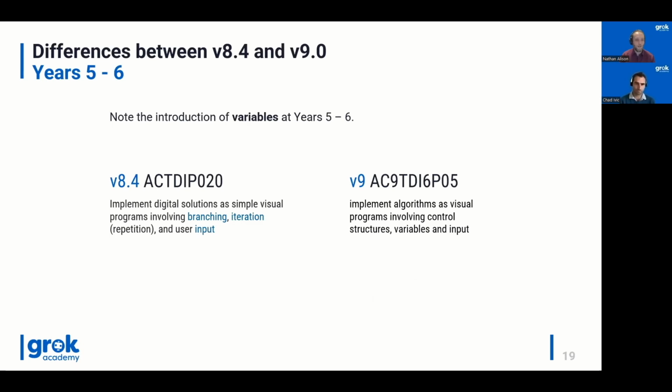Just returning then to our differences between version 8.4 and version 9 of the Australian curriculum, and now looking at years 5 and 6, we can see that the same thing has happened. There's a separation now where the content description about implementation, which is on the right there, no longer mentions branching and iteration explicitly. It just talks about control structures. So it's implement algorithms as visual programs involving control structures, variables, and input. And variables are the new thing at years 5 and 6, and we'll talk about those in just a moment.